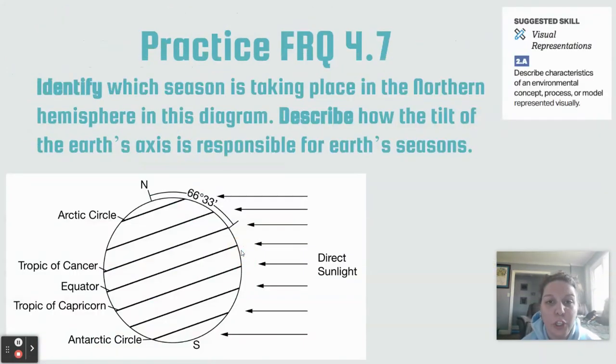So for our practice FRQ here, I want you to identify which season is taking place in the northern hemisphere in our little diagram that we have. And I want you to describe how the tilt of the Earth's axis is responsible for Earth's seasons. So a really good example here would be to just simply state, because it says to identify what season is taking place, so in the northern hemisphere, we would be experiencing spring, summer, winter, fall, whatever you think, okay? And then describe why that is because of the tilt of the Earth's axis.